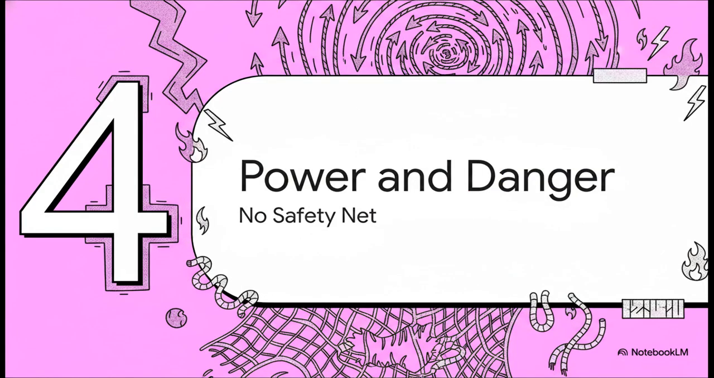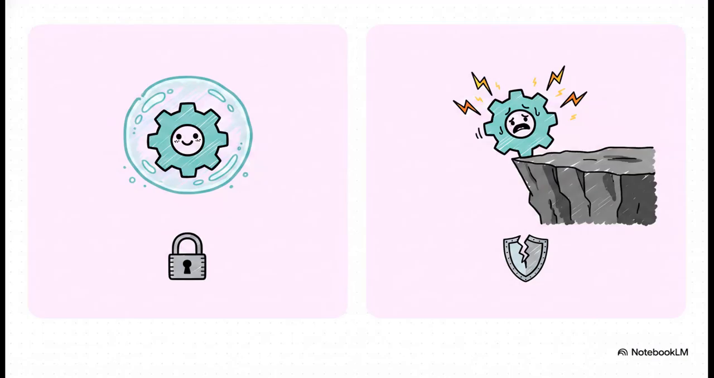Which brings us to part 4, maximum power and danger, operating without a safety net. The difference between these two environments is night and day. Up in user space, your apps are running in a happy, secure sandbox. You've got memory isolation. If a Python script or your web browser crashes, no big deal. The OS kills the process, cleans up the RAM, and you move on.